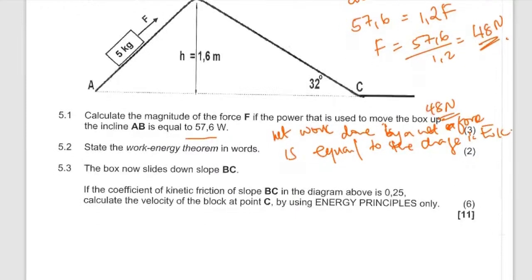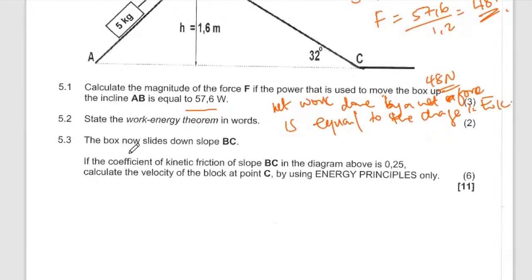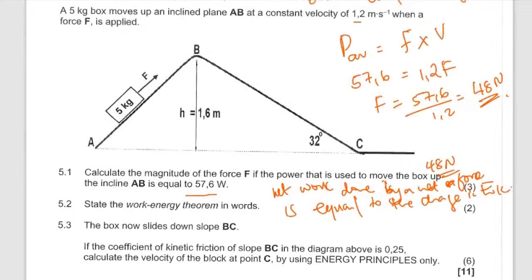If that is true, then they were telling us that the box now slides down this. Since the velocity is constant, even the force is kind of constant. So if the coefficient of kinetic friction between them is 0.25, calculate the velocity at point C using the energy principle.